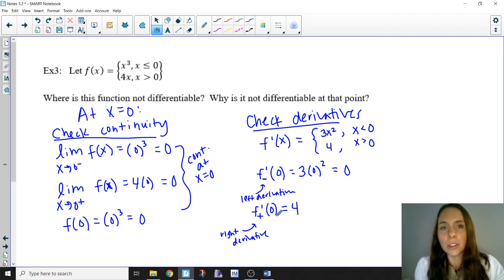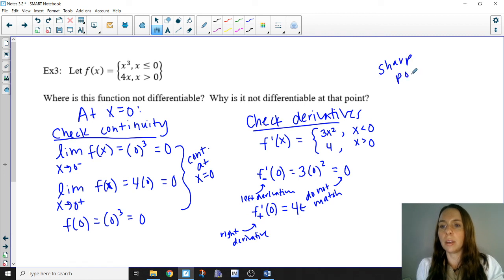Finally, since these don't match, the derivative values don't match on the left and the right, that is enough to indicate to you that there is a sharp point there. And so, because these do not match, what you can say is that there is, I'm going to put it up here because I know my picture's somewhere down here, and I can't remember how to remove it right now because, again, my brain is jello. There is a sharp point at x equals 0, therefore not differentiable at x equals 0.